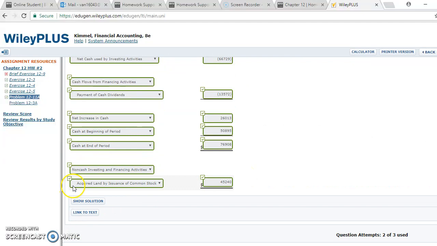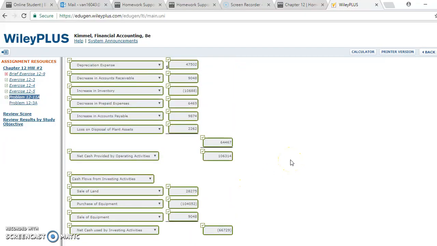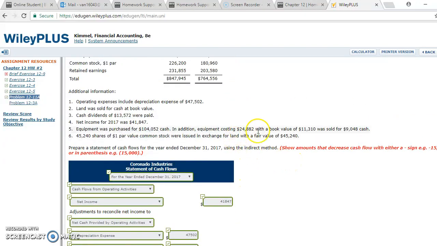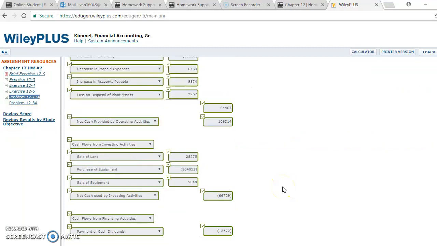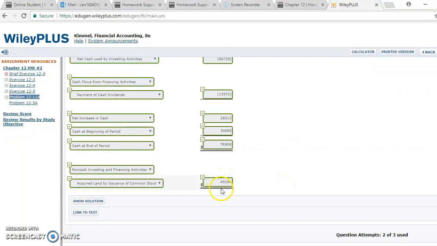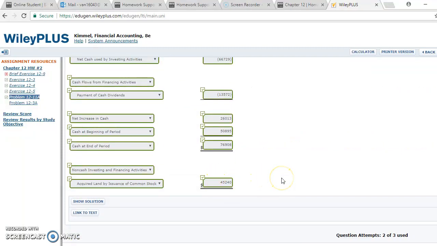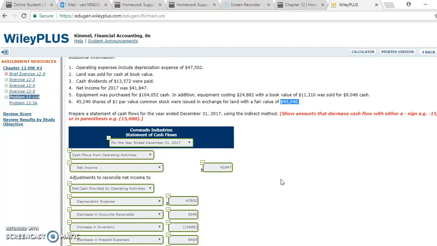And at the very end, we have the land acquired by issuance of common stock. Again, we've already looked at this value once to get the additional land purchased. So now we're going to account for that money for the common stock. So it was $45,240, which we're going to input here. And that should get you all the information that you need to complete this.